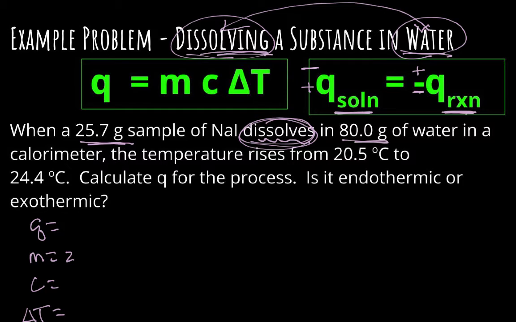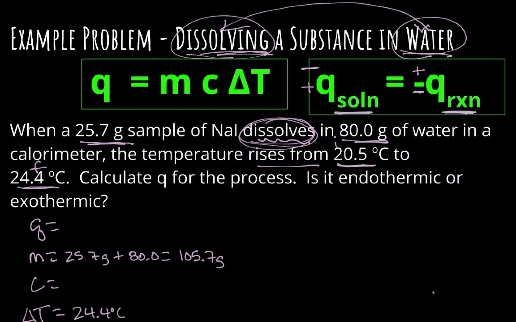So I'm going to take that 25.7 plus 80 to get my mass value for this. So that's going to be 105.7 grams. Okay, so that's my mass. The temperature rises from 20.5 degrees to 24.4 degrees. Okay, and again, delta T is final minus initial. So my final temperature was 24.4 degrees Celsius minus 20.5 degrees Celsius. So that is 3.9 degrees Celsius.